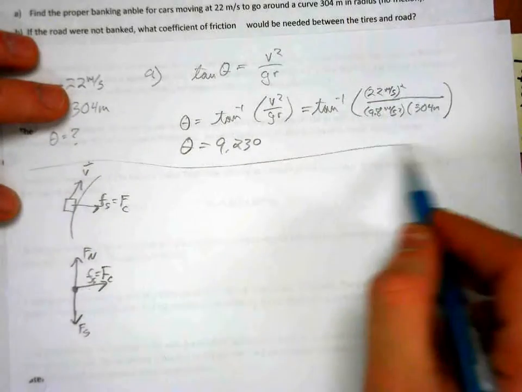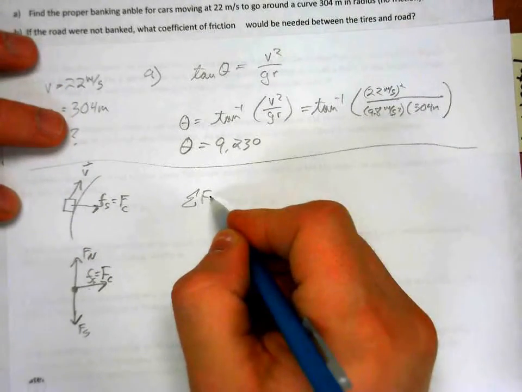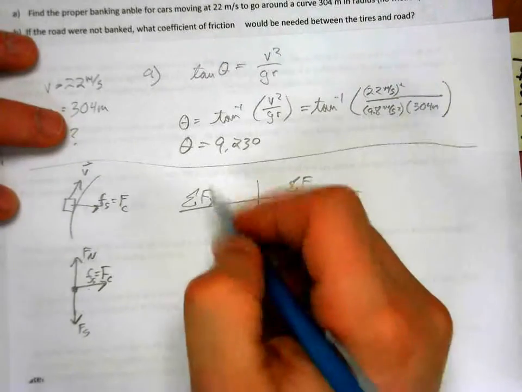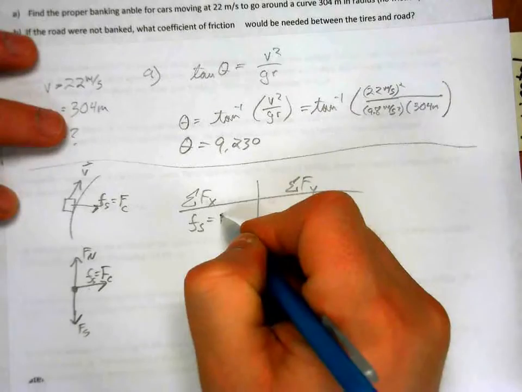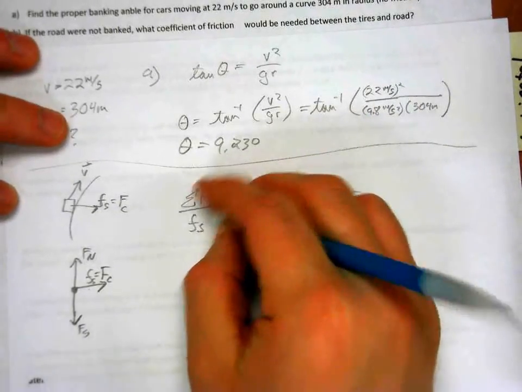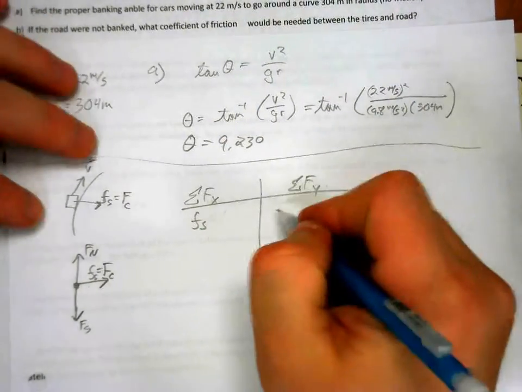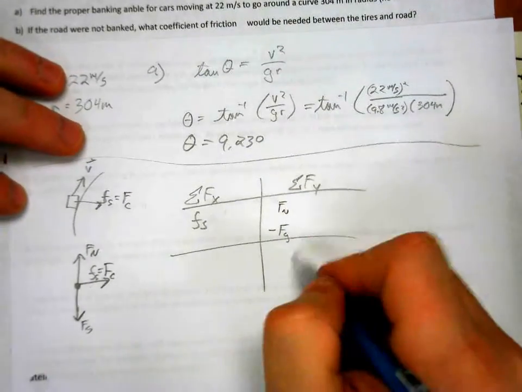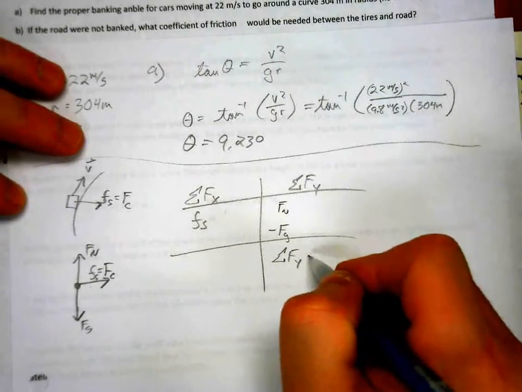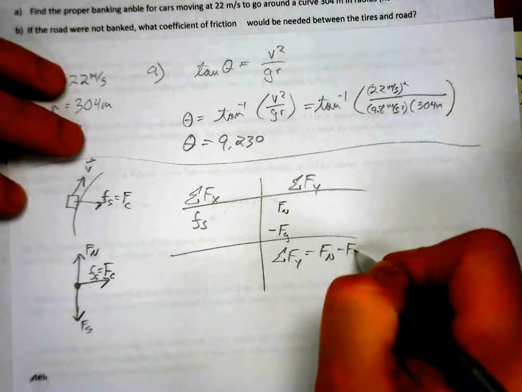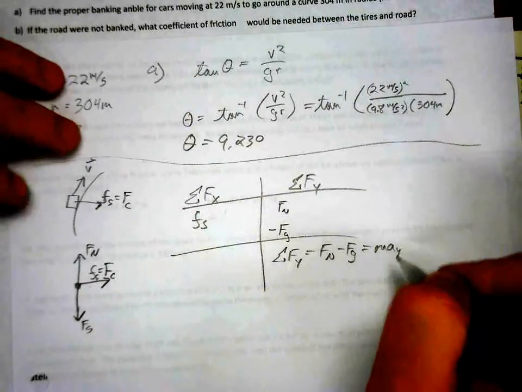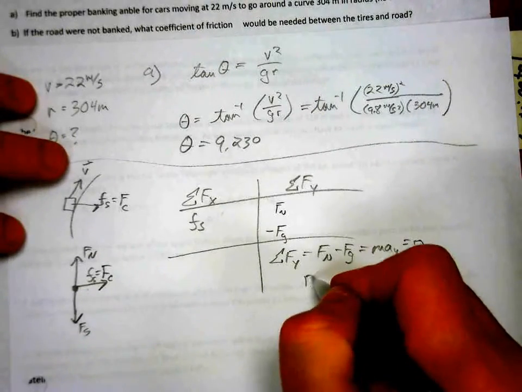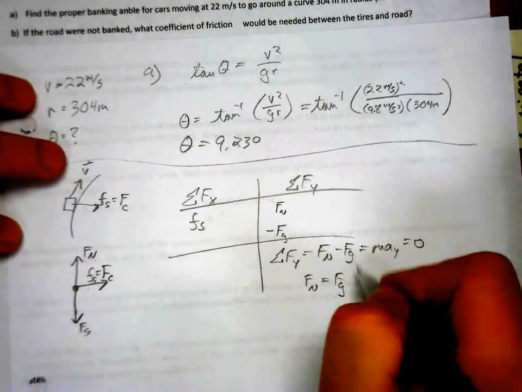Let me draw. And we'll sum up our forces in the x direction, and we'll sum up the forces in the y direction. In the x direction, that equals the force of static friction. Well, I'll just leave it at the force of static friction for now. And in the y direction, we have the normal force and we have the negative gravitational force. If we sum in the y, that equals the normal force minus the force of gravity, which equals mass times acceleration in the y direction. There is no acceleration in the y direction, so that equals 0. And the normal force equals the force of gravity.